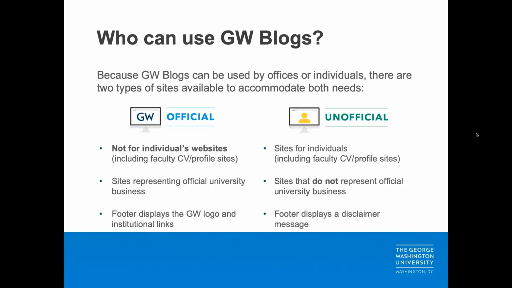All right. I'm actually going to answer a question that wasn't asked, but the way that you get one versus the other, if you need an official blog website, there's a form on the blog service site that you would fill out. If you just wanted to stand up your own personal site and move forward, all you have to do is actually log into the platform, again, using your personal GW NetID credentials, and a personal site is immediately created for you.